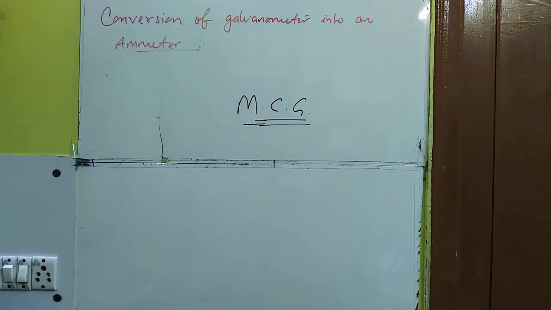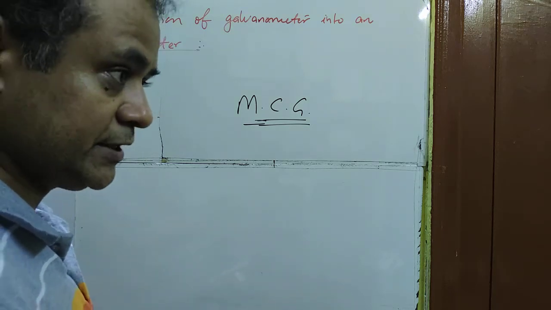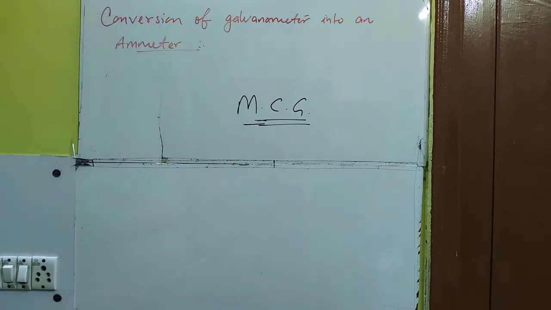So the galvanometer is a highly sensitive device, that means it can detect the smallest value of current or voltage. If a large amount of current or voltage is inserted in it, it will be damaged.